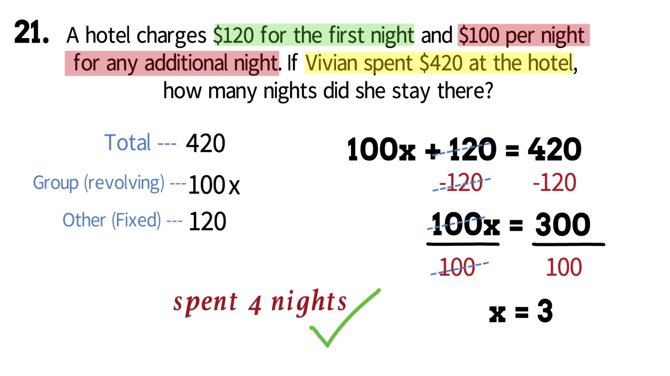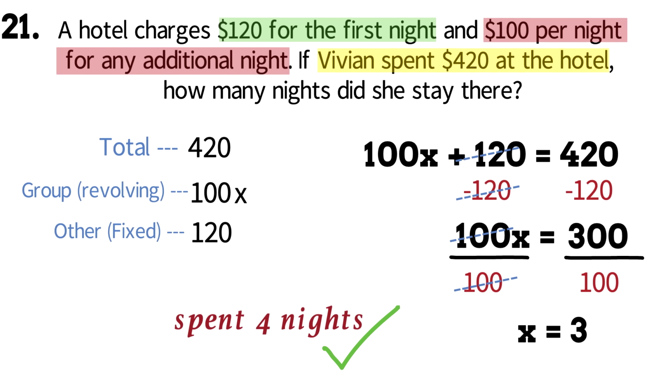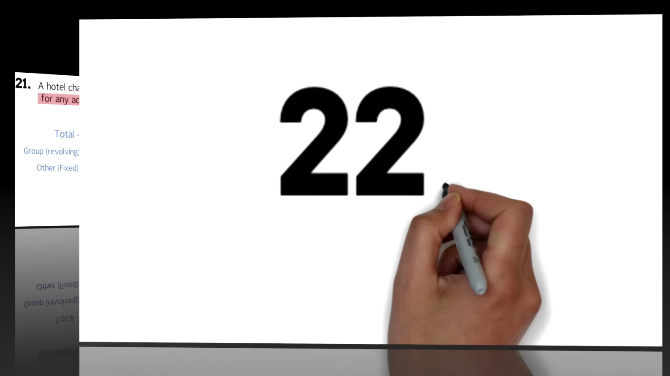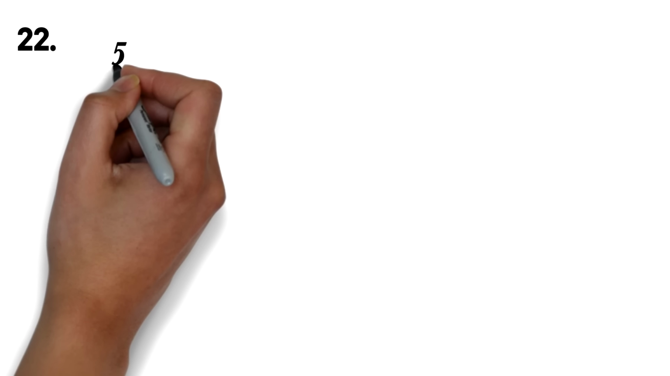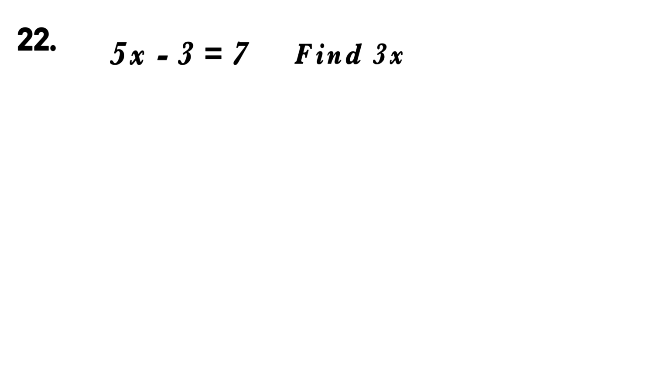We will look at a similar two-step word problem, but before we do that, let's look at this simple question that students get wrong because they give an answer that the question wasn't asking. 5x minus 3 equals 7. Find 3x.